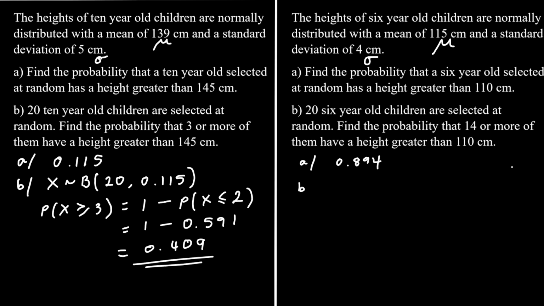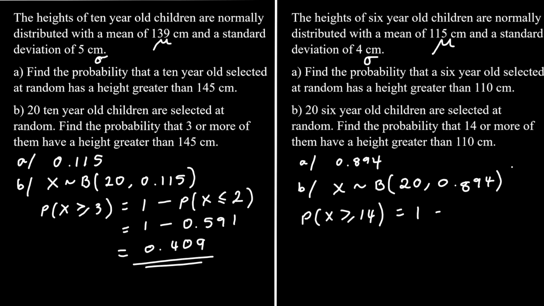0.894. For part B, we've got 20 children selected at random. The probability that 14 or more have a height greater than 110. So we're going to have a binomial distribution. 20 children, and the chance each time is 0.894. We want the probability that X is greater than or equal to 14, which is going to be 1 minus the probability that X is less than or equal to 13.